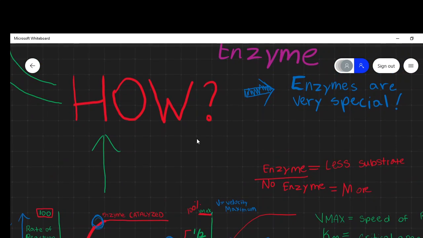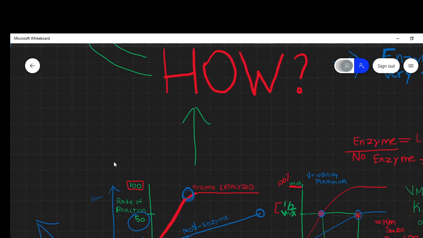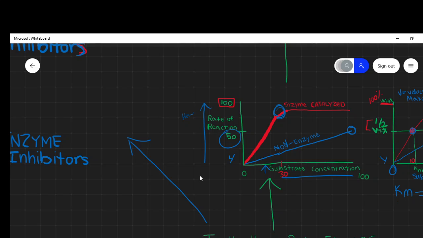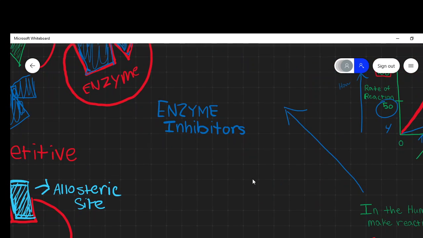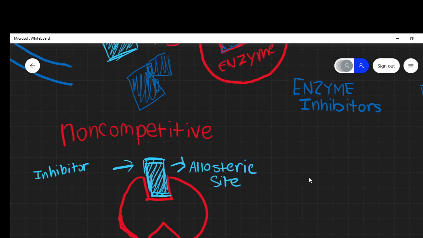And so enzymes are extremely special because they are required, they're critical for many important biological processes, whether it be digesting food or producing energy that your body needs to move around and do whatever it needs to do. Okay? So now we also have to talk about one other thing called inhibitors. And so inhibitors, as you may have guessed, inhibit the reaction or they stop the reaction.